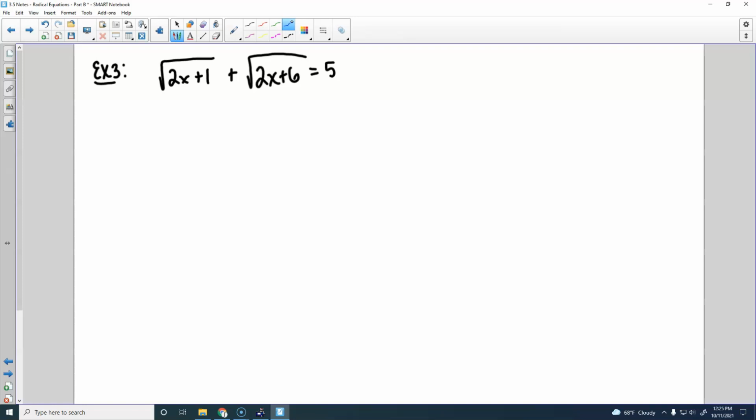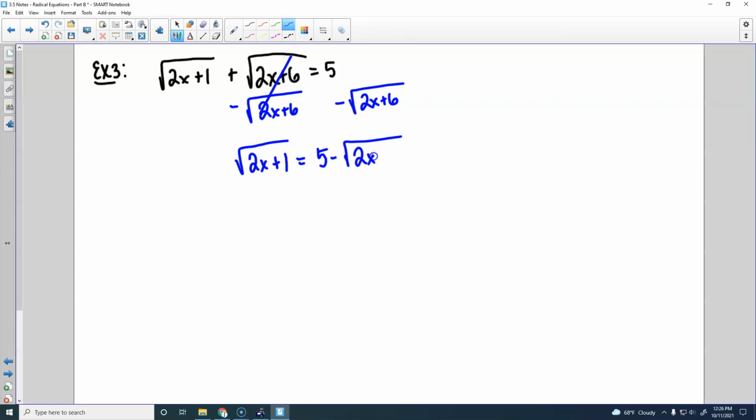What do you think, Major? It doesn't matter either one, so you could move one to the right side. Let's do that. Let's move one of them to the right side. So I'm going to take this square root of 2x plus 6. But like Major said, it doesn't matter which one you move. You could move either one. So I'm going to change this to square root of 2x plus 1 equals 5 minus the square root of 2x plus 6.